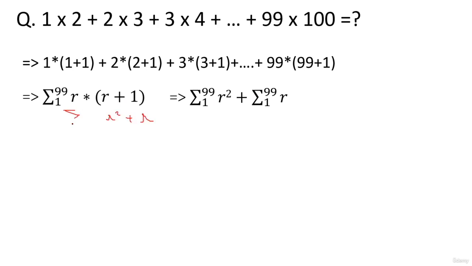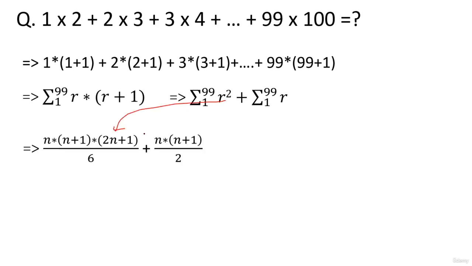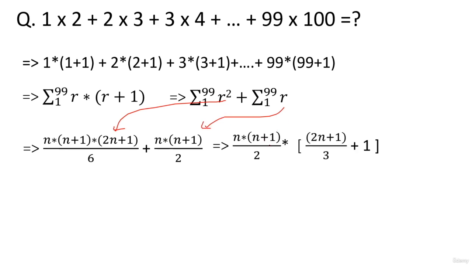Now guys, summation is just like any other mathematical operator which we have. So you can just take summation inside the bracket. So summation of r square becomes plus summation of r. Now summation of r square we have the formula n into n plus 1 into 2n plus 1 divided by 6. Summation of r also we have a formula. You can just take n into n plus 1 upon 2 common. You will get something like this.